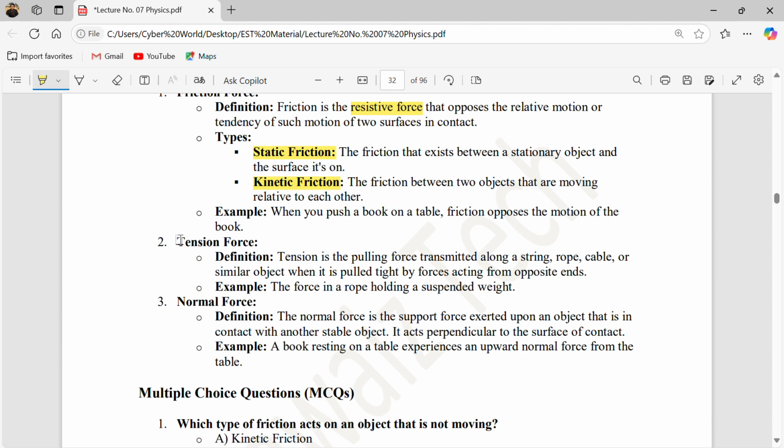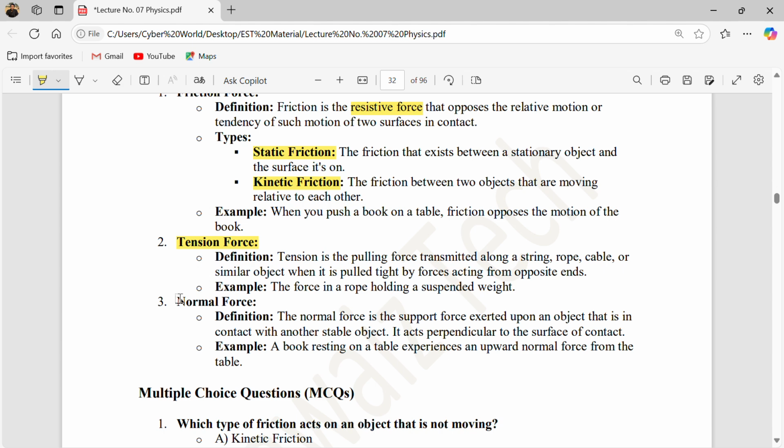Tension force. So what is tension force? Tension is basically a pulling force transmitted along a straight rope, cable, or similar object when it is pulled tight by forces acting from opposite ends. Let's suppose a picture is hanging on a wall. The tension applied on that string is called the tension force on that string, or rope, or cable, or anything else on which your object is hanging. Example: the force in a rope holding a suspended weight, like a painting on a wall suspended by a rope.